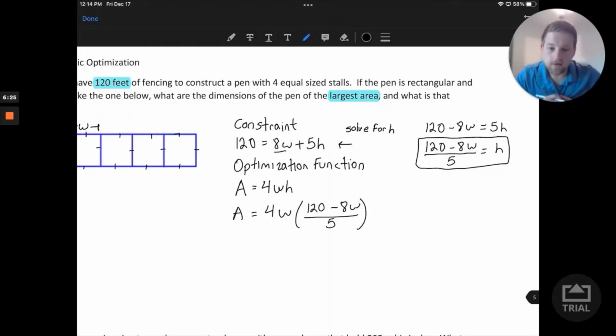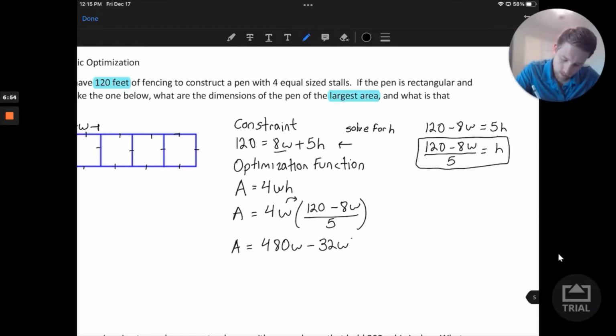So let's go ahead and do some simplification first, and then we will consider taking the derivative of our area function here. So we'll do a distribution first. We'll say the area is going to be equal to, we'll multiply 4w in and distribute this. We get 480 times w, and then minus 4 and 8 give me 32 w squared, and all divided by 5.